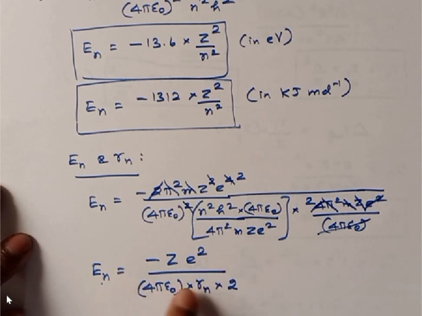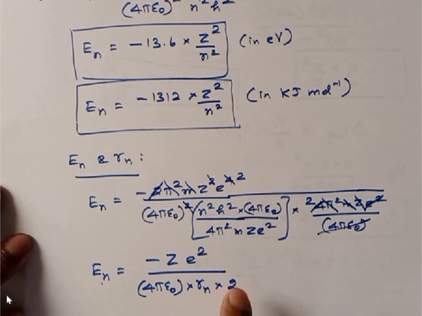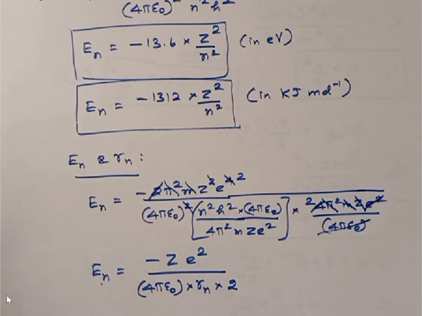En and Rn are inversely proportional here, for a given atom. If Z is fixed and all these quantities are constant, then for a given atom En and Rn are inversely related. So if you plot En versus Rn, you will get a hyperbolic curve. Let me draw and show you.